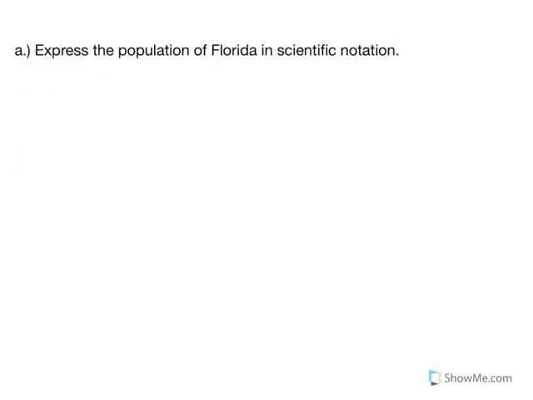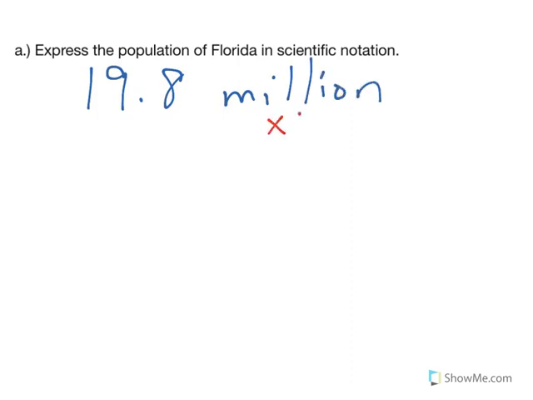In letter A, express the population of Florida in scientific notation. Well, the population of Florida is 19.8 million. Okay, well, million means times 10 to the 6th. If you recall, million is 6 decimal places. So we can start by saying this is 19.8 times 10 to the 6th.